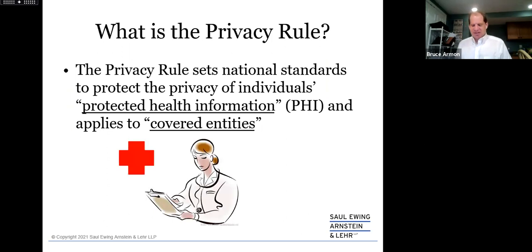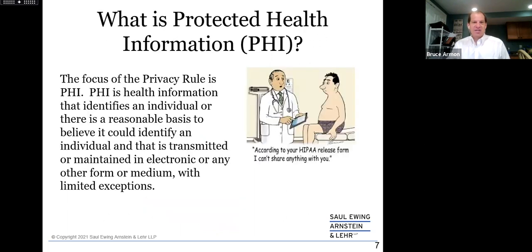So at the most basic level, what is the privacy rule? The privacy rule sets national standards to protect the privacy of individuals, what's called protected health information, or PHI. Many of you have probably seen that term before, and it applies to what's called covered entities. So two key takeaways from this slide are protected health information and covered entities.